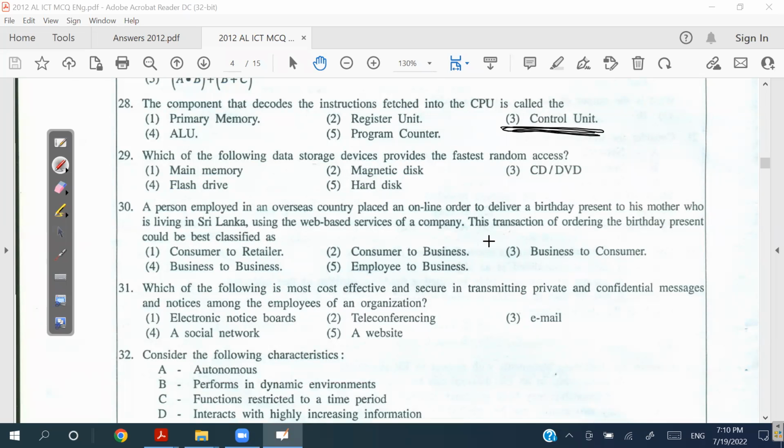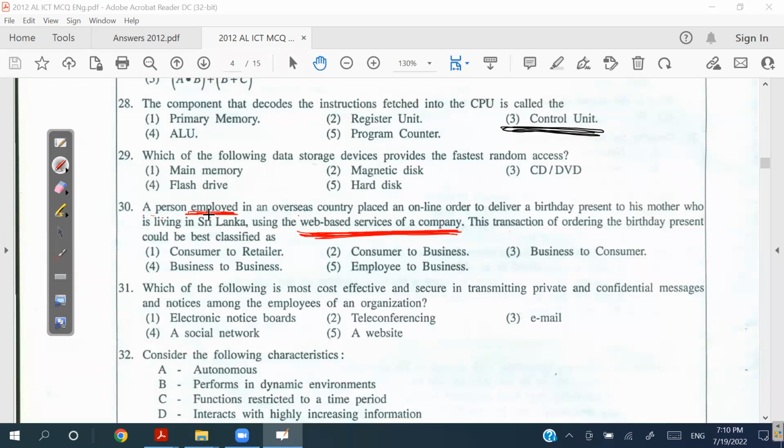Yeah, ordering means a web-based service company, you know. So it is a business. Business is the one which is providing the service or providing the good, which is the birthday present. A person employed in an overseas country means he's a person. Even though the word employee is used, it is nothing about employee.